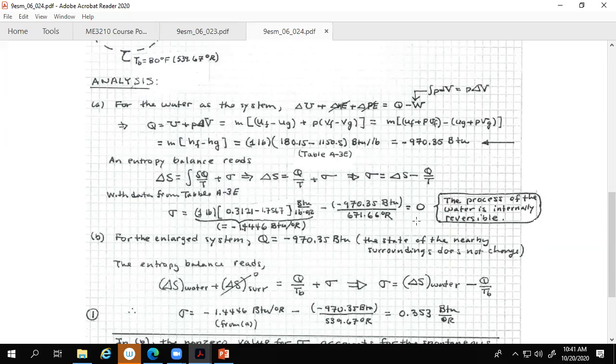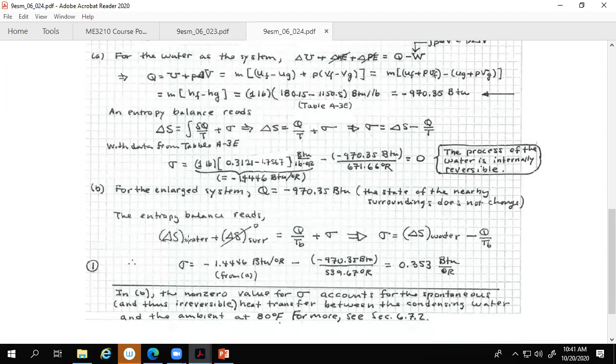And they selected this carefully, so it comes out to be 0. Well, if it comes out to be 0, guess what? This is the production term, so this was done internally reversible.